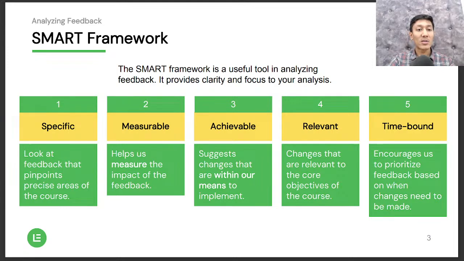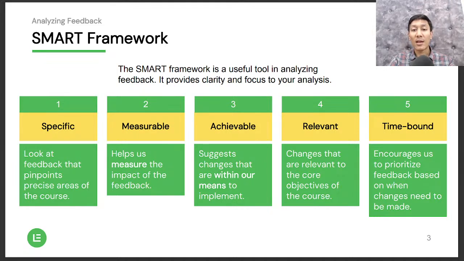All right. So with specific, you look at the feedback that pinpoints precise areas of the course. When it comes to measurable, this helps you to measure the impact of the feedback. You get to know whether the feedback that the person has provided, you can actually measure it on your course or maybe in your reports. Other than that, it also suggests changes that are within our means to implement.